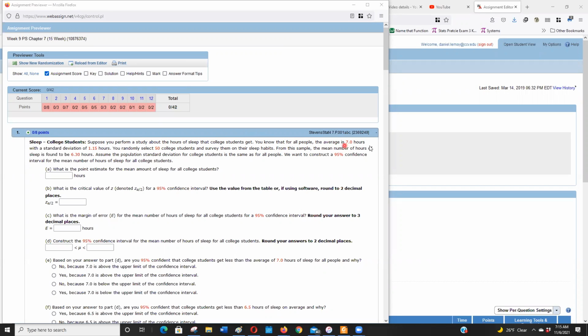We know for all people, the average is 7 hours with a standard deviation of 1.15. So that's the population for, quote unquote, all people. So that tells me that's a population standard deviation. Now, we don't know anything about the shape of the parent population, do we?